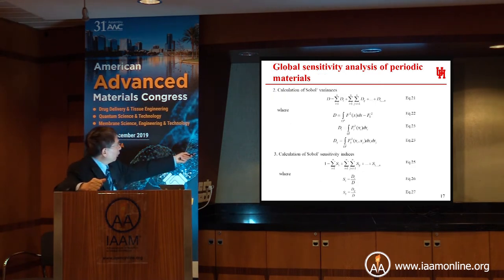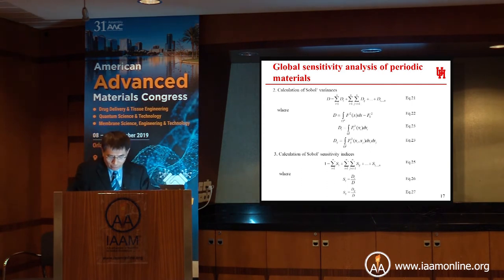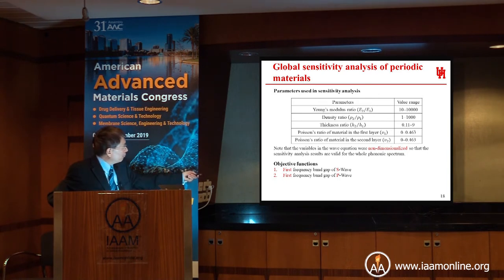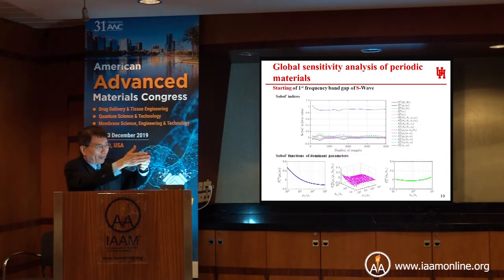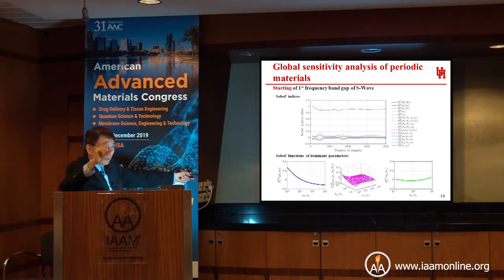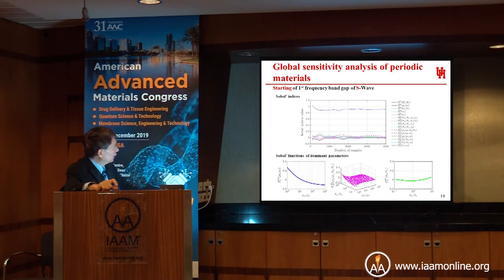And then we calculate the Sobol variance D, and then calculate the Sobol sensitivity indices, which total add up to 1. From this analysis, for our case, with the material properties we used, we try to find the frequency band gap: the beginning frequency and the width of the frequency band gap. As you can see right here, for the starting frequency, what we found, the most important variable is the density ratio of the two ingredients we used. This is the most important. The effect is largest, just for example.